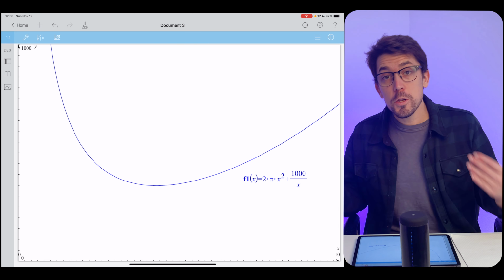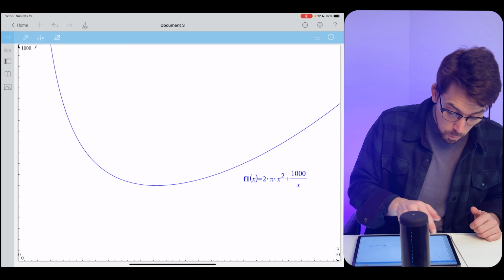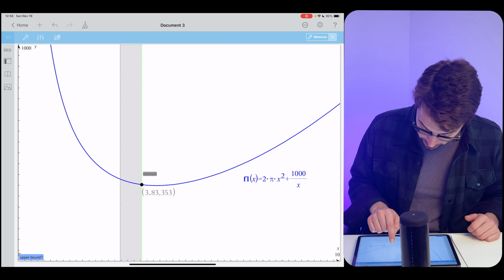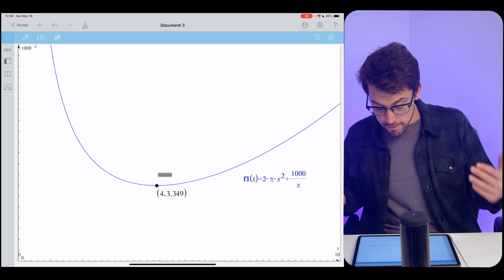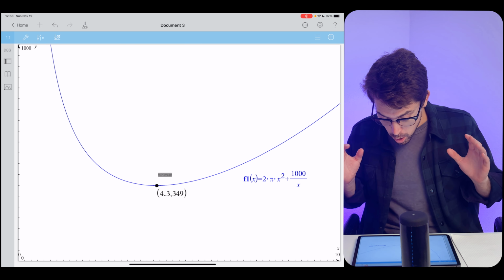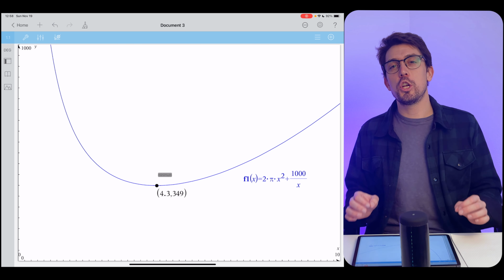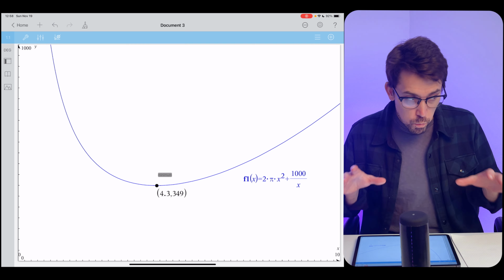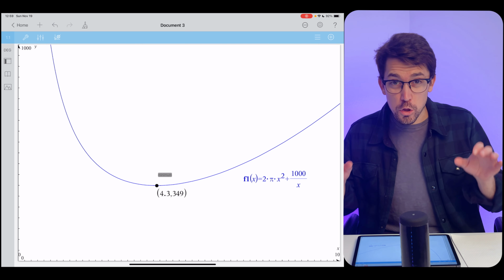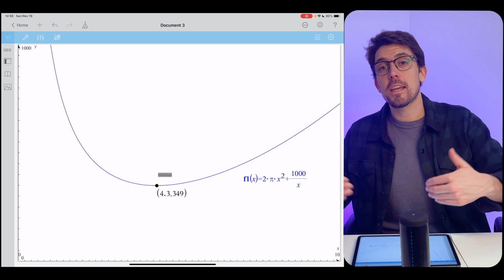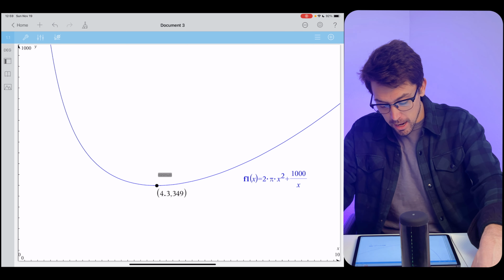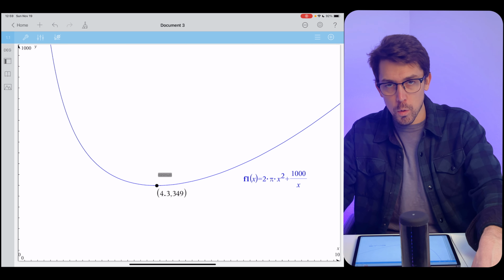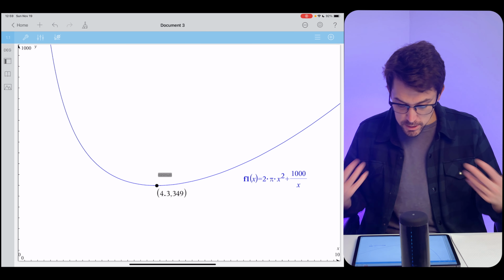When I'm using the TI-Nspire, I can figure out what my minimum is by analyzing the graph, and I will find that I have a minimum surface area value of 349. So what that means is that when I have a radius of 4.3 centimeters, that is going to give me the smallest surface area possible of 349 square centimeters.